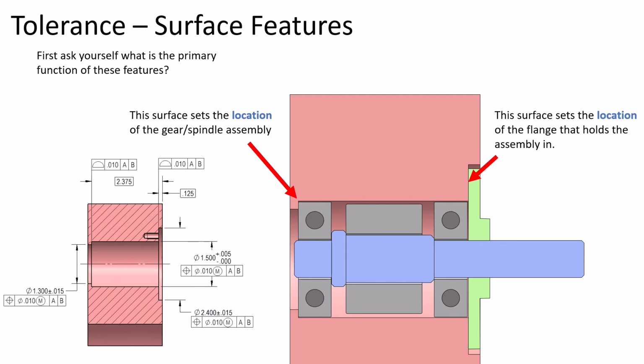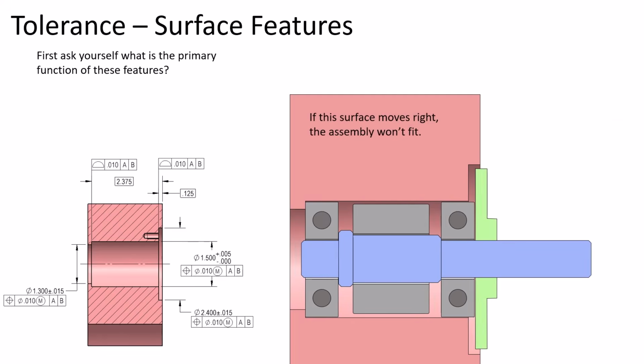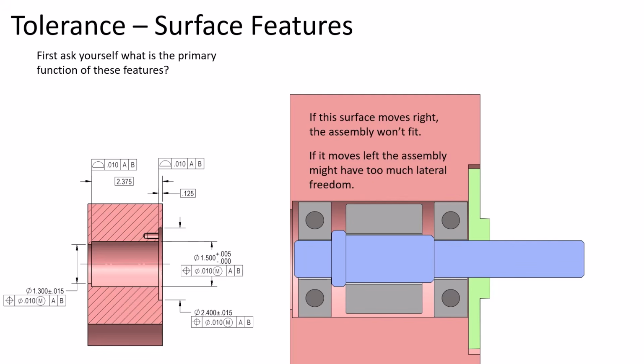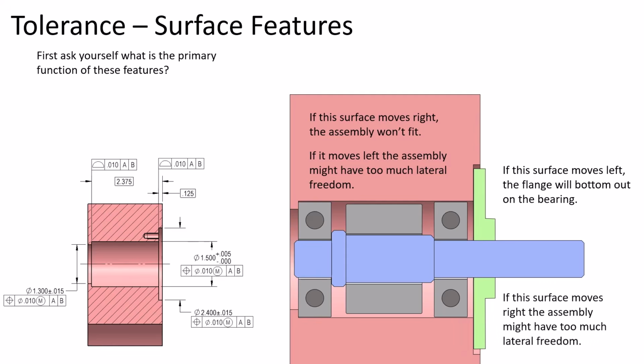Where these surfaces end up will affect how this assembles. If the left surface moves to the right, the assembly won't fit and the cover won't be able to be closed. If it moves too far to the left, the assembly might have too much lateral freedom, and that far left feature gets way too thin and probably not structural. If the right surface deviates into the left, the flange will bottom out on the bearing and we won't be able to assemble this. If the surface moves to the right, the assembly will again have too much lateral freedom and the flange will stick too far out from the main body.